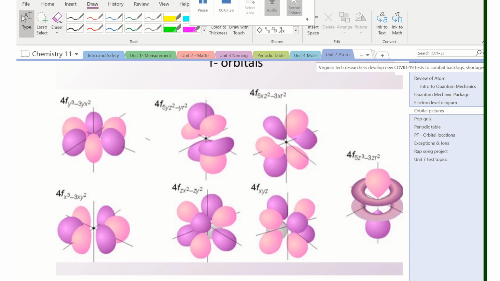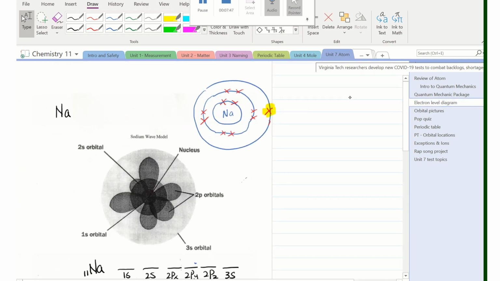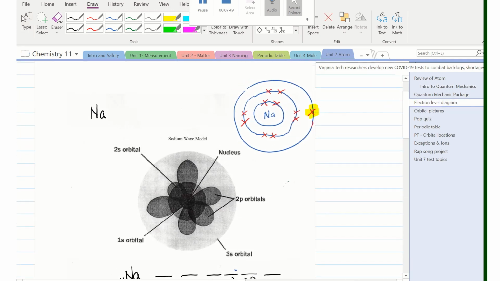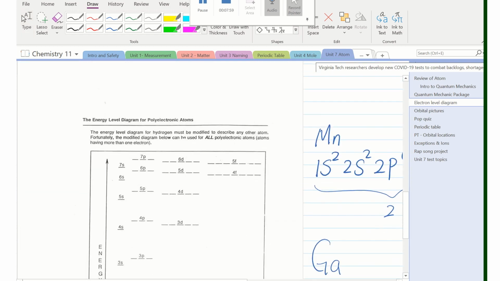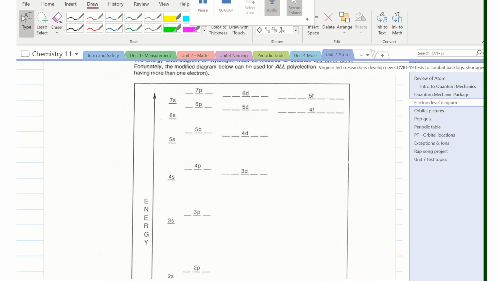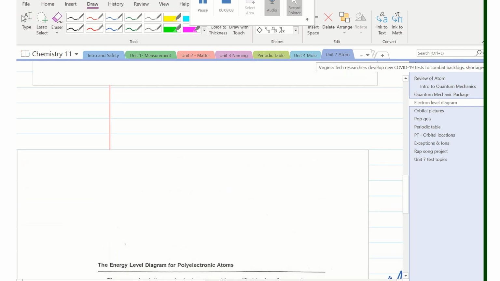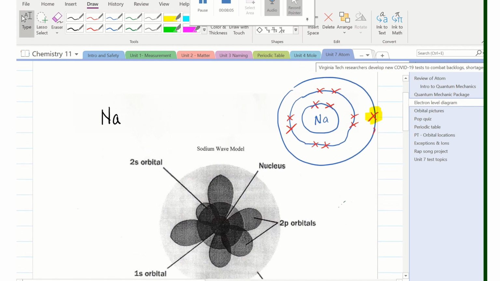I do expect you to know at least the shape of the s orbitals and the p orbitals. So for today's handout, I gave you this page, which is this little tiny flower shape, and also the energy diagram that looks like this. So you should have these 2 pages ready before today's class.